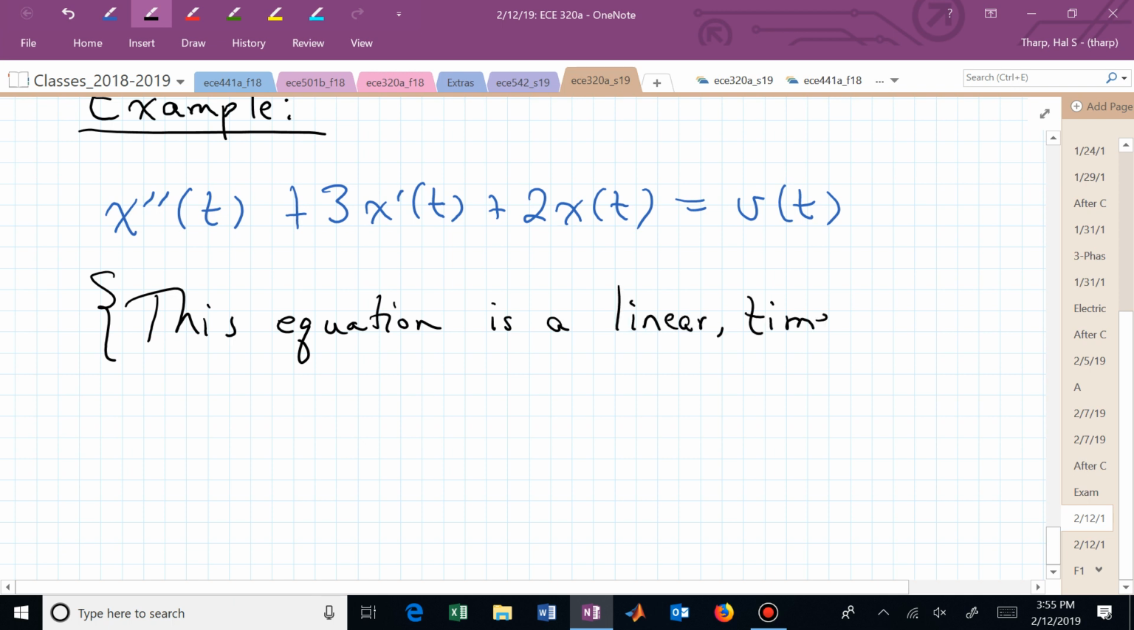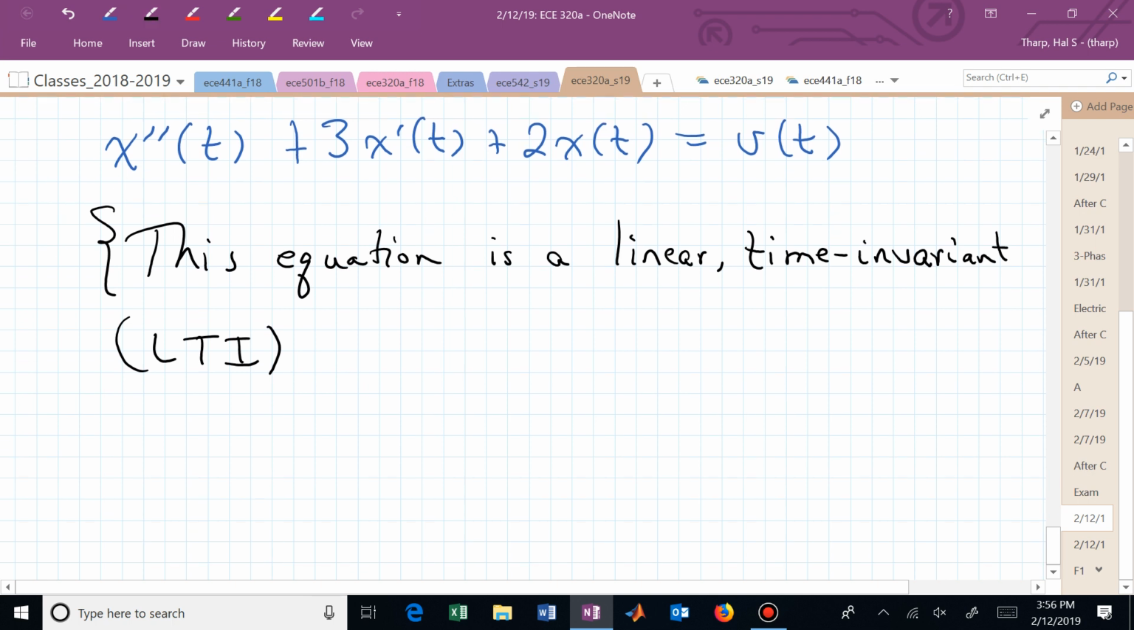This equation is a linear time invariant, and a lot of times we just abbreviate that LTI. If you're texting, that saves you a little bit of typing. LTI differential equation.